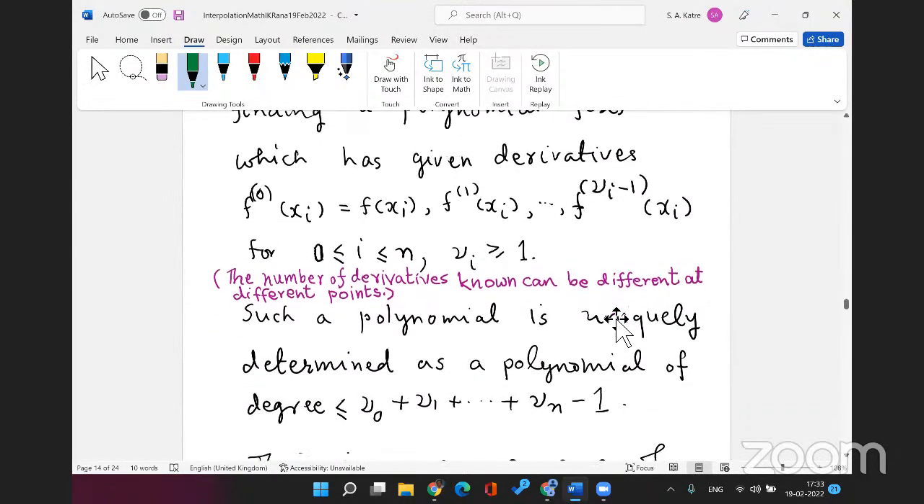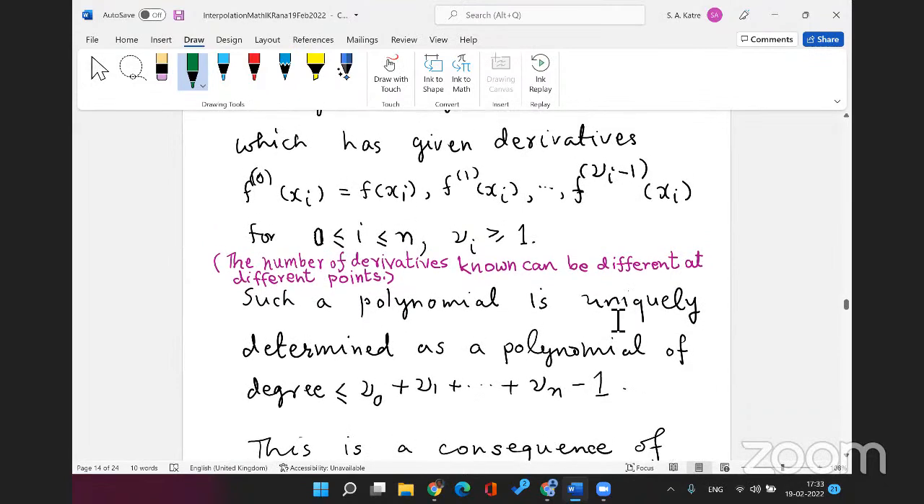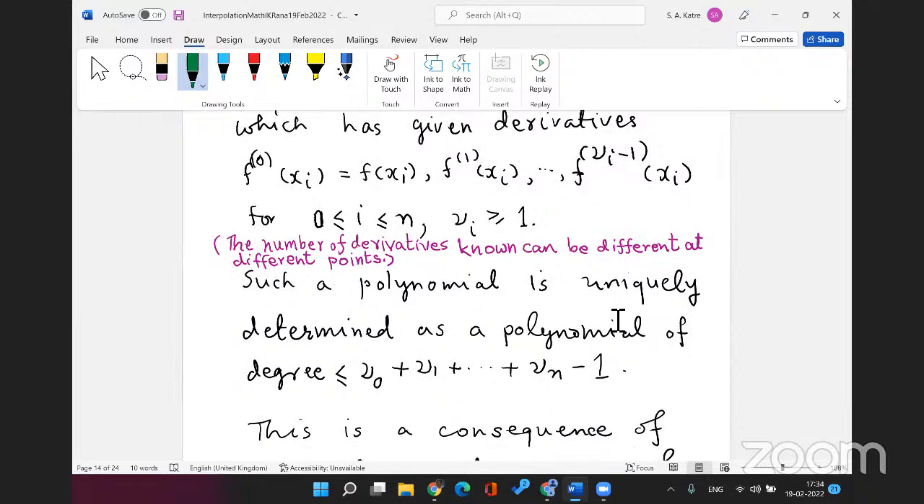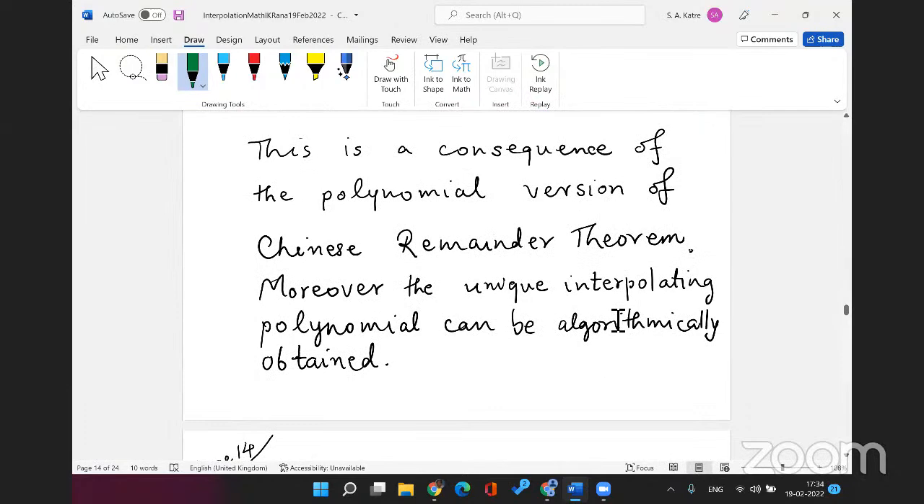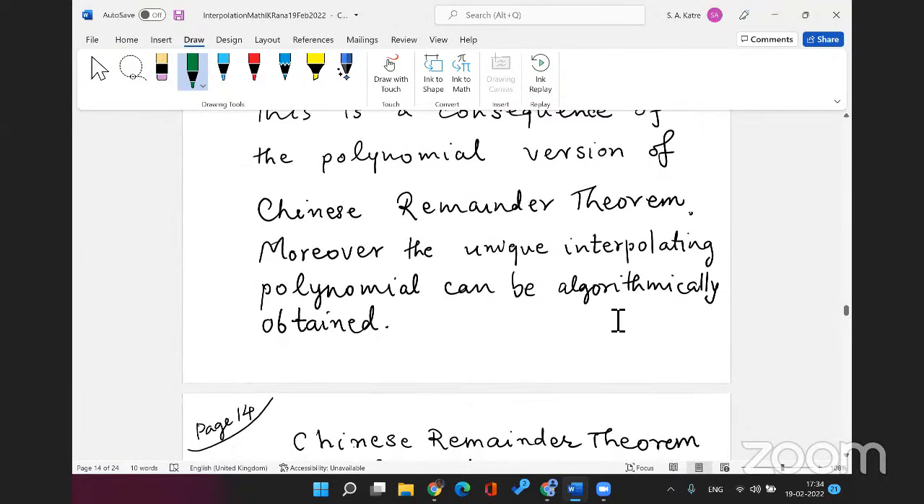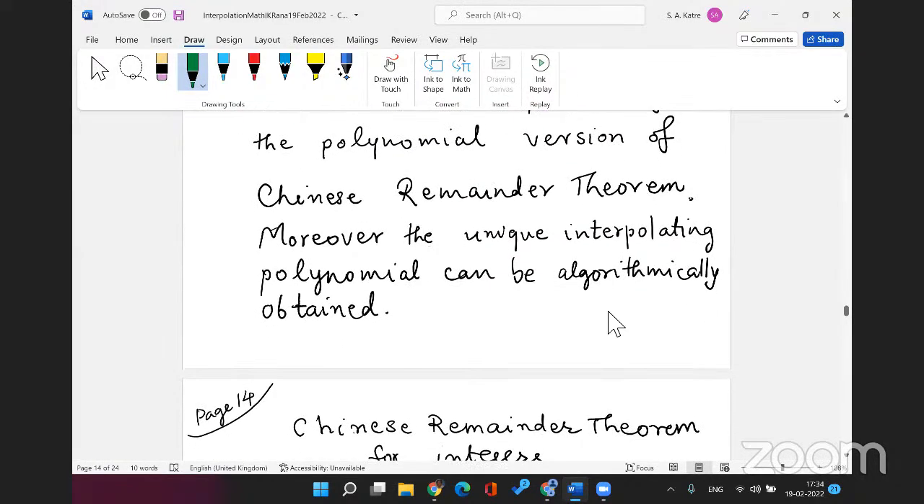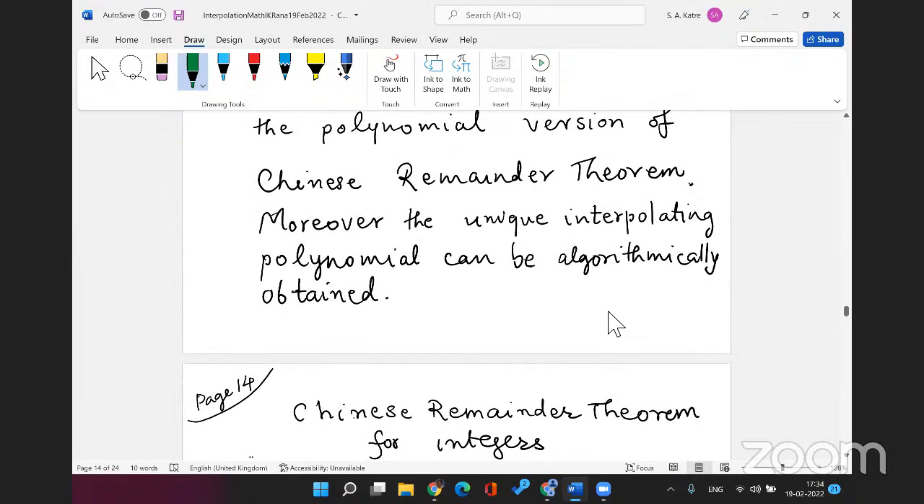So the derivatives known can be different at different points. Now such a polynomial is uniquely determined as a polynomial of degree less than or equal to nu0 plus nu1 plus ... plus nu(n) minus 1. And this is a consequence of the polynomial version of the Chinese remainder theorem. Moreover, the unique interpolating polynomial can be algorithmically obtained. That's what we want to see.